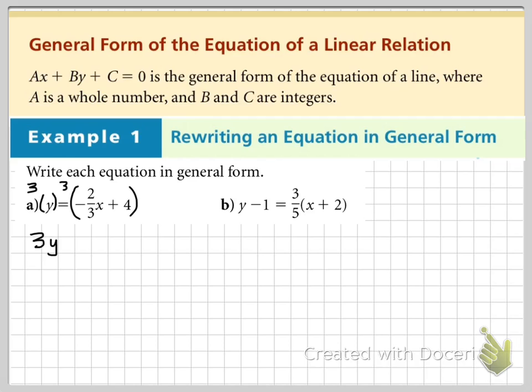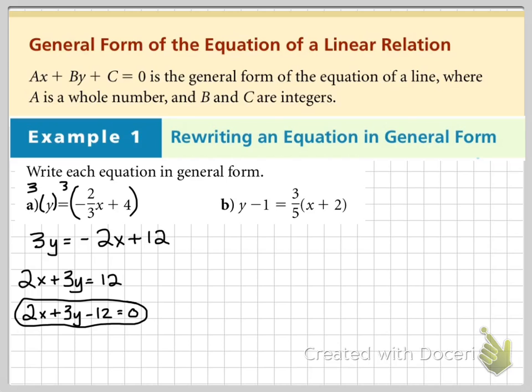And on the left side, you're going to get 3 times the numerator, 2, which is 6. 6 divided by 3 leaves me with negative 2x. And then I still have 3 times positive 4, which is 12. Now I can add 2x to both sides to get 2x plus 3y is equal to 12. And subtract 12 from both sides, and that'll leave me with my final answer of 2x plus 3y minus 12 is equal to 0.